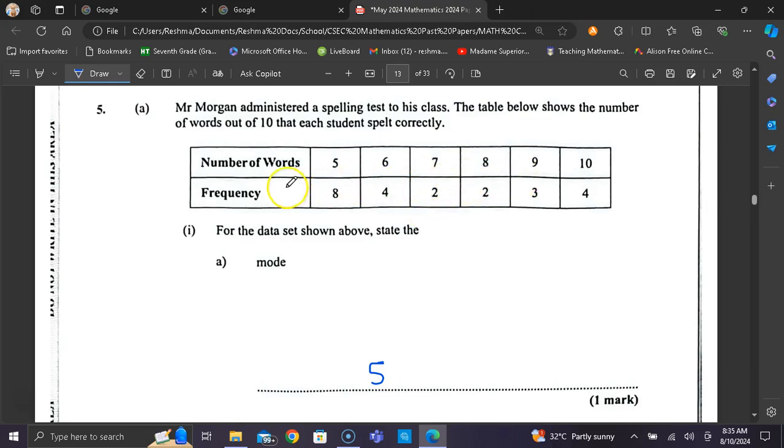So if we were to write out all the values in ascending order, we would have 8 5s, 4 6s, 2 7s, 2 8s, and so on. It would be difficult to find the median if we were to list all the values in ascending order. So that's why we can do a cumulative frequency column. I'm going to let the number of words be X and frequency be F. I'll just do the cumulative frequency column here.